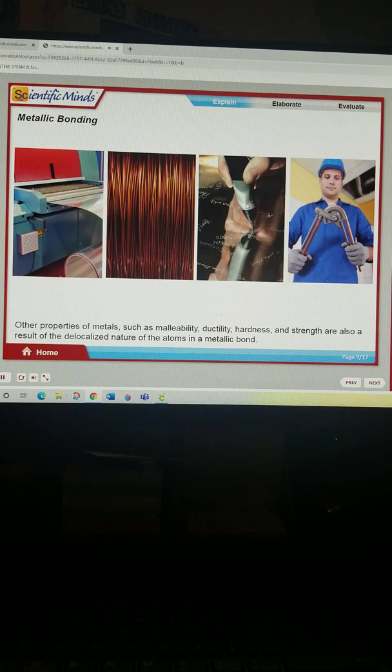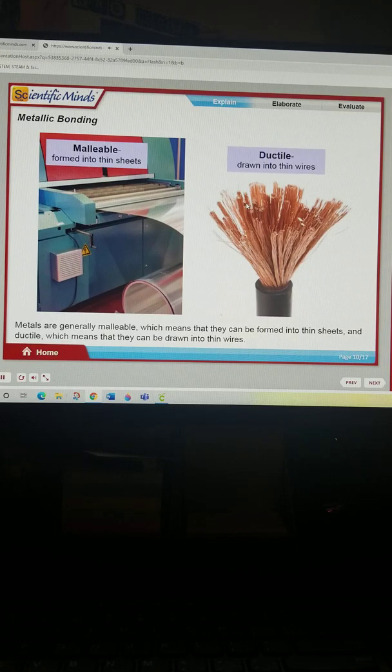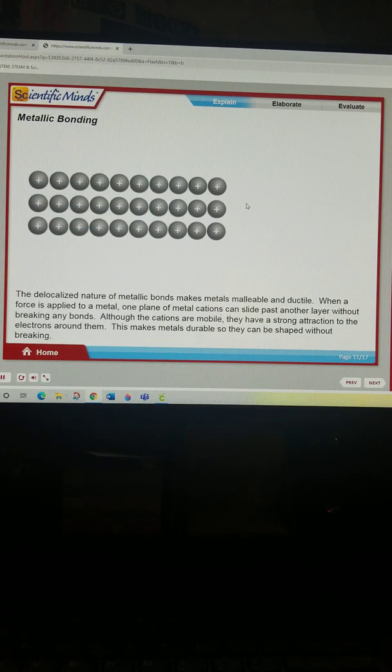Other properties of metals, such as malleability, ductility, hardness, and strength, are also a result of the delocalized nature of the atoms in a metallic bond. Metals are generally malleable, which means that they can be formed into thin sheets, and ductile, which means that they can be drawn into thin wires. The delocalized nature of metallic bonds makes metals malleable and ductile.